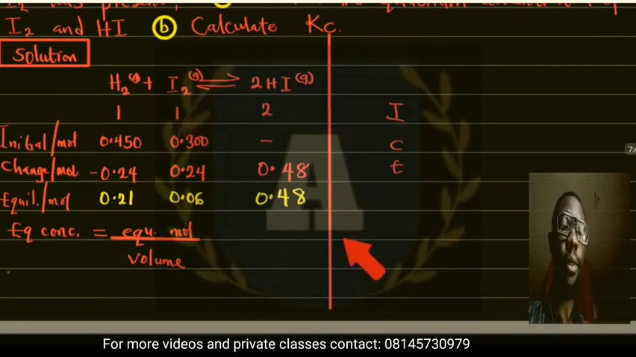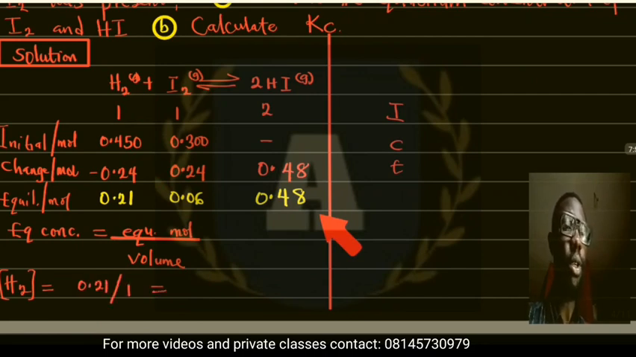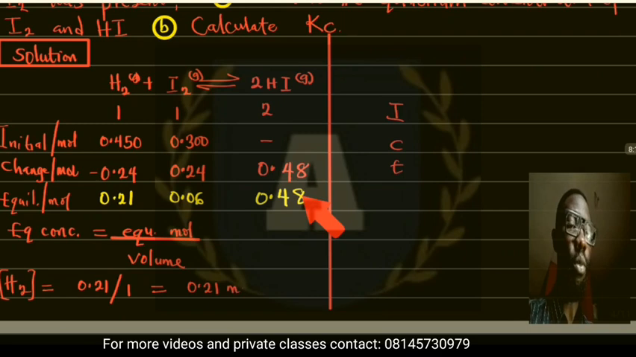So now for H2, this is equilibrium concentration, so the equilibrium mole for H2 is 0.21. We divide it by 1, so therefore the equilibrium concentration of hydrogen will be 0.21 mole per dm cube.